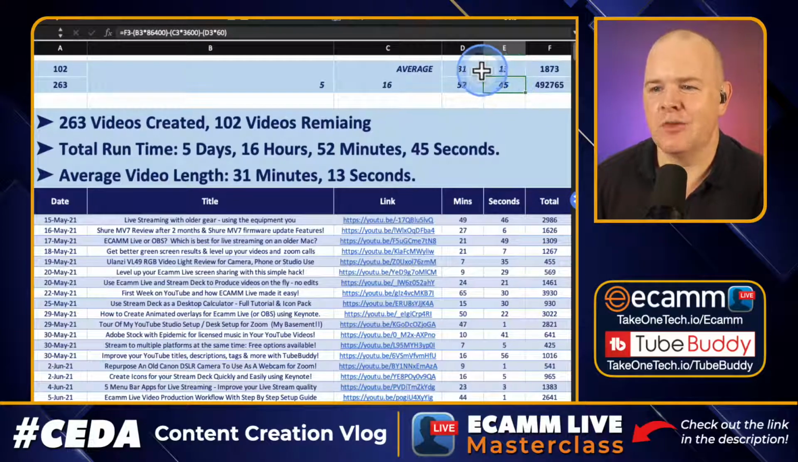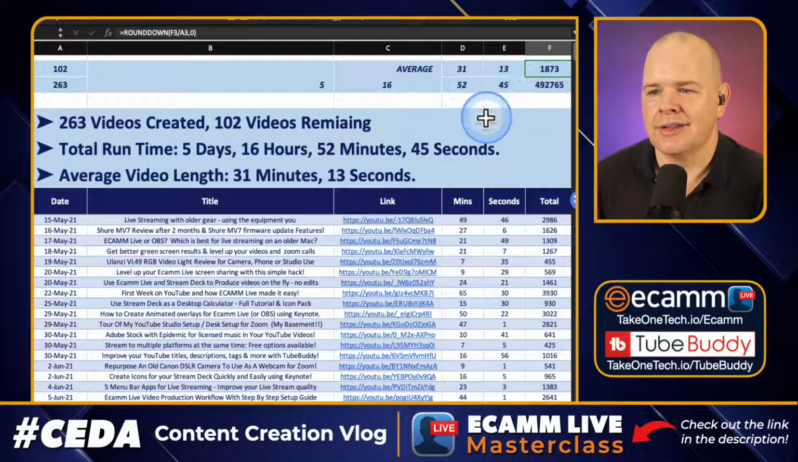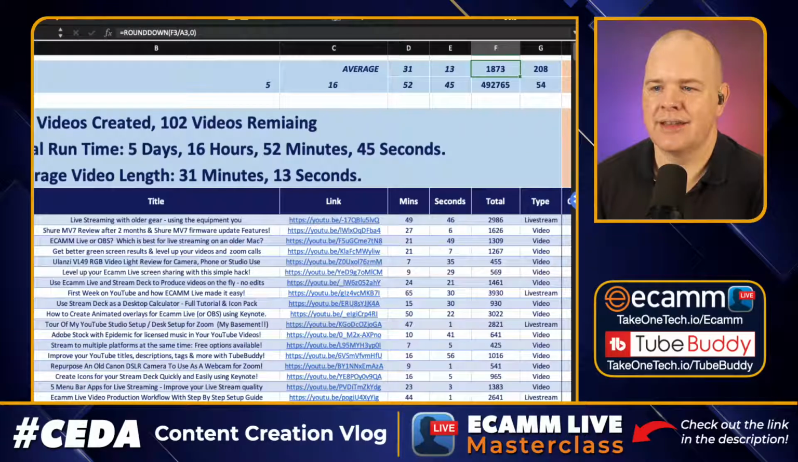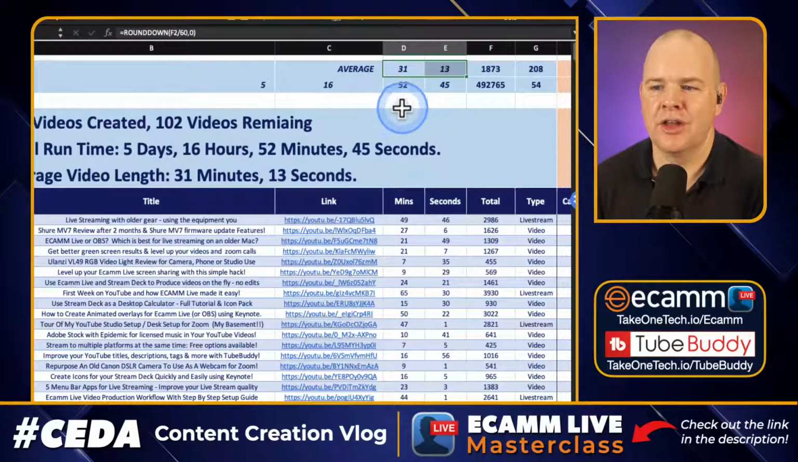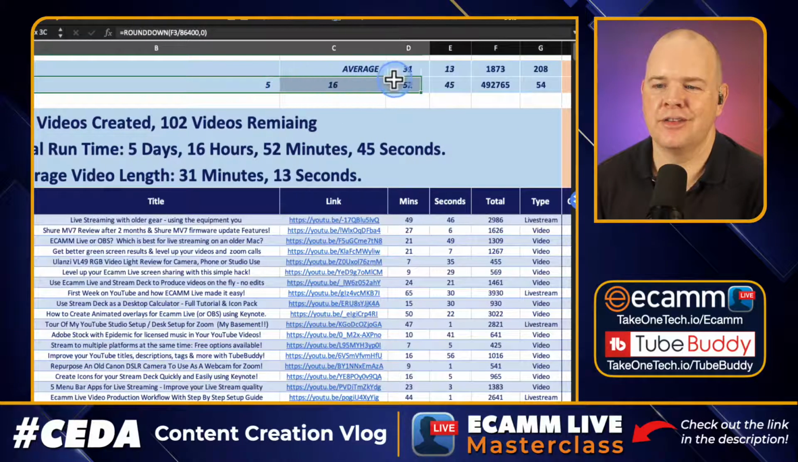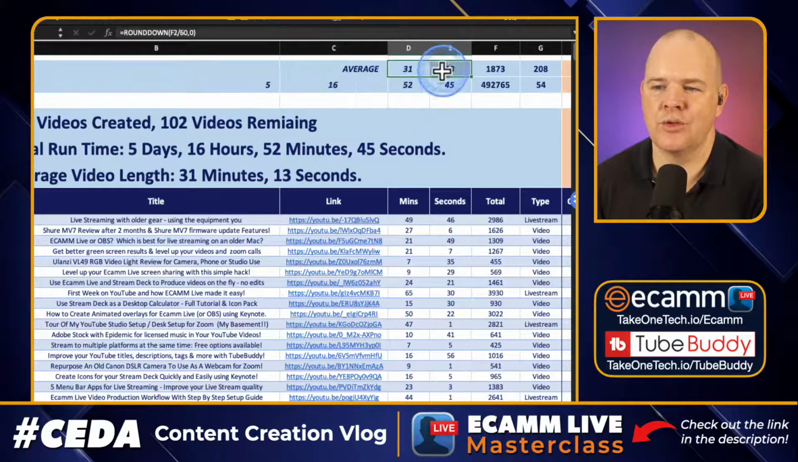Then in here I've also worked out the average time. This is the average runtime of all of the videos in seconds. I cropped this one because I thought it was confusing me a little. So this is working out the average video length: the average in seconds of all of the videos, and then the average time in minutes and seconds. That gives me these high-level figures of days, hours, minutes, and seconds, and also the average length.